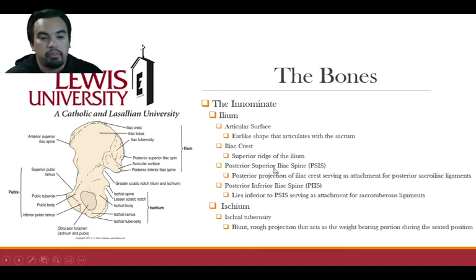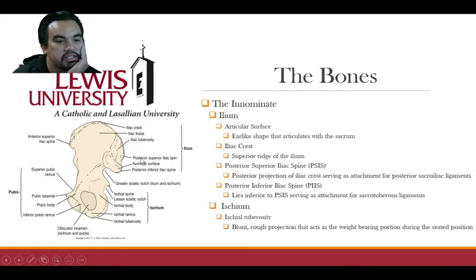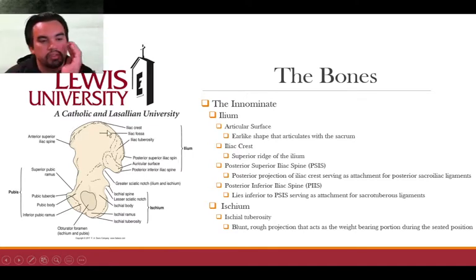Then we have the PSIS. Okay, that is the posterior projection of the iliac crest, serving as an attachment for the posterior sacroiliac ligaments. So we're looking for the PSIS, and it's right over here. You see this little guy right there. So if you follow that crest of your pelvis all the way posteriorly, this is the anterior. Posterior, you'll feel a little ridge, and it dips. Right before it dips down, that is your PSIS.